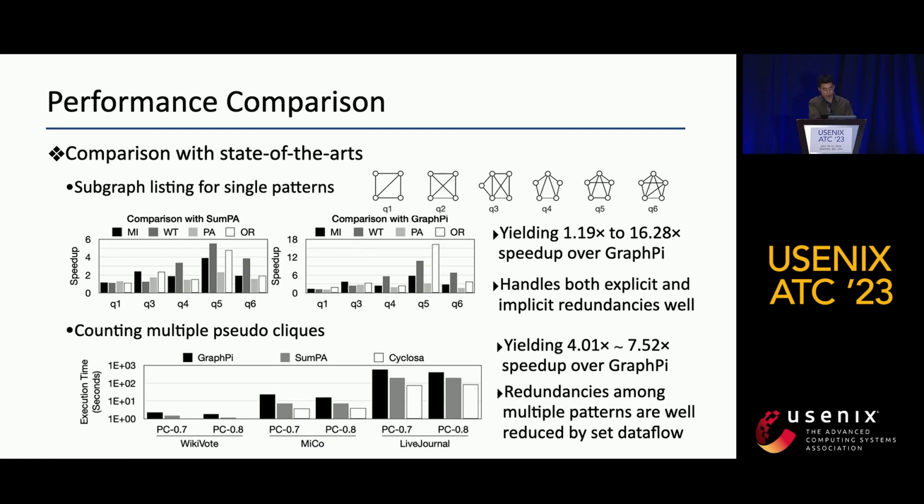For mining multiple patterns, we present the results of counting pseudo-cliques. Cyclosa can mine multiple patterns simultaneously because they are all organized into one data flow. In this way, we can not only remove explicit redundancies due to the structural similarity, but also reuse implicit redundancies across multiple patterns, which prior works cannot.